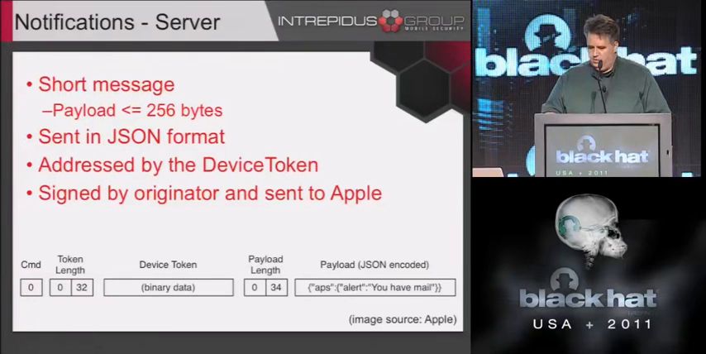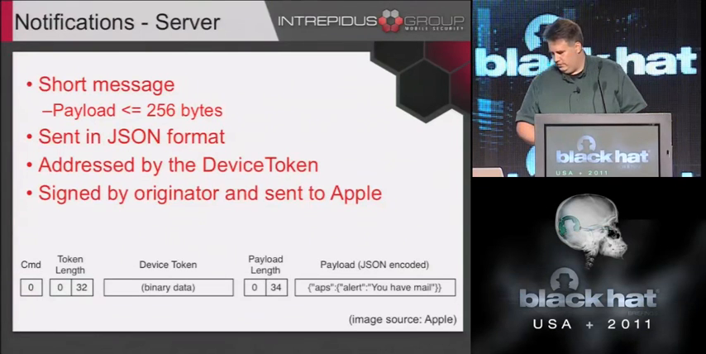The device token is what I was describing earlier. That's what's sent to the device by Apple for each application. So when Twitter wants to send something to you, they address it with that device token, and that's how it gets back down to your device.